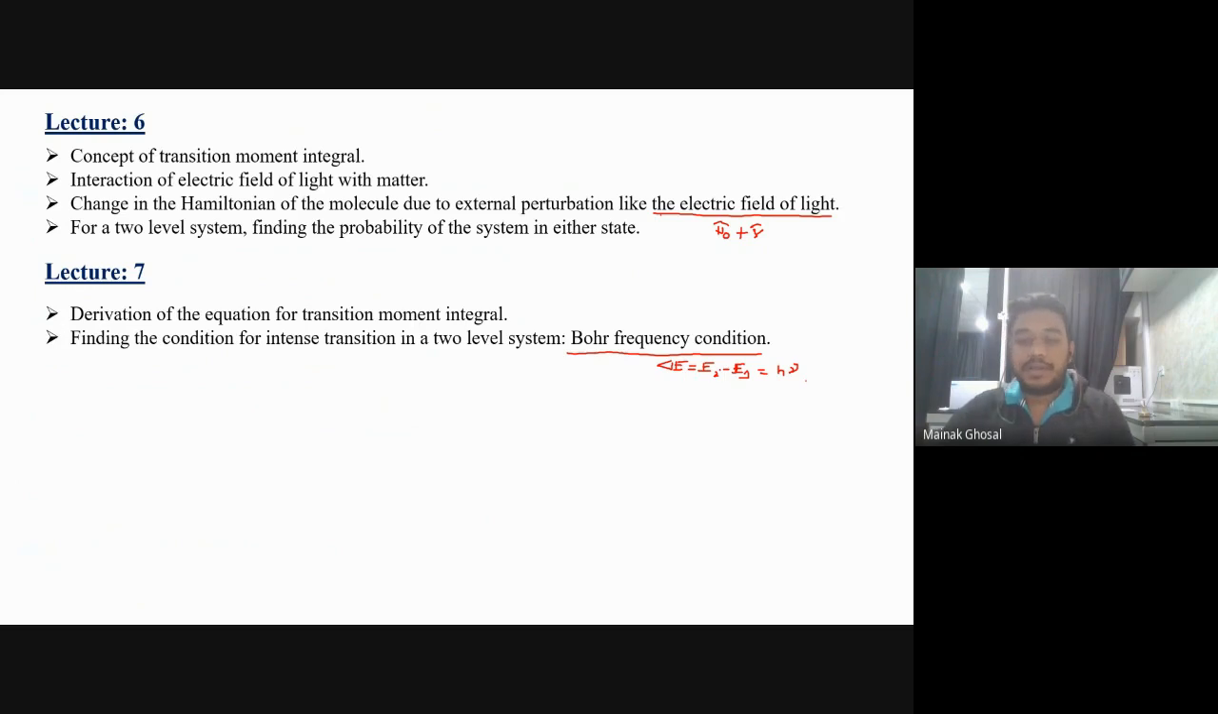This is the Bohr frequency condition: the energy difference between two levels, if I am drawing this is E1, this is E2, and this energy difference, if I name it delta E, is h nu. In that condition, the intensity will be very intense for a two-level system. There is some proof, and some problems regarding that, which I am going to discuss in this assignment solving session.